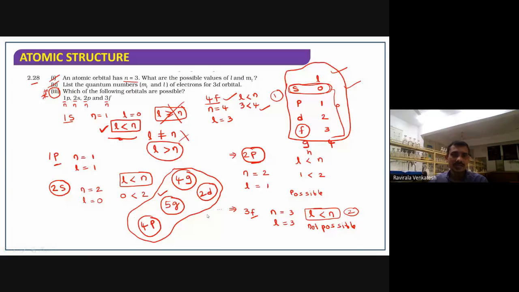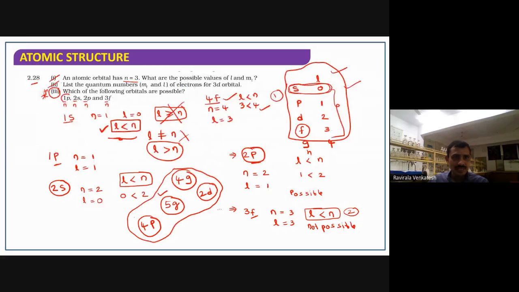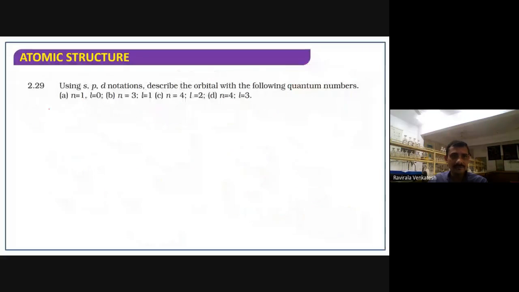This one we'll take. Using spd notation, describe the orbital with the following quantum numbers. This is the actual representation. They are giving n values and l values, and asking for this representation. They give the n value and l value, and the remaining they are asking. Now I am writing the first one, the remaining 3 you have to write. Now n is equal to 1. L equal to 0 means which orbital do you take? s. So the notation is 1s. Now you take b. The b answer must be given by Aditya. Is Aditya there?